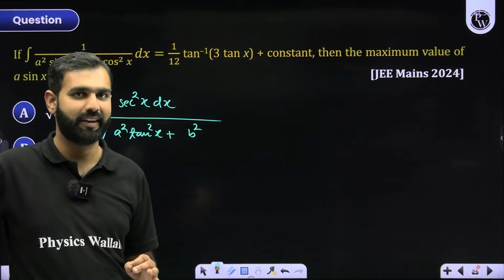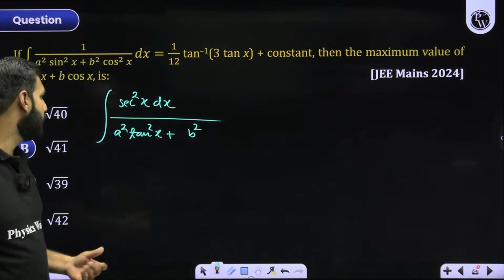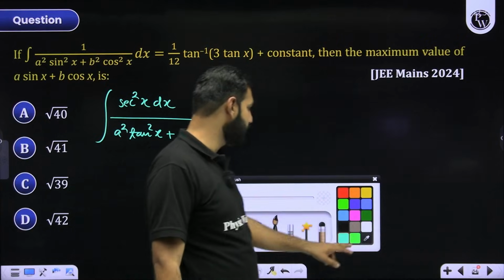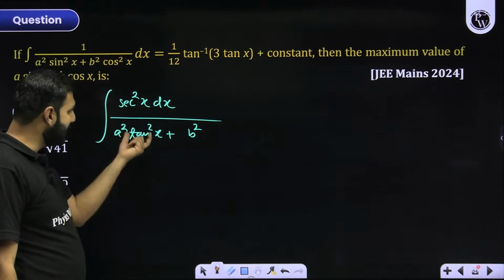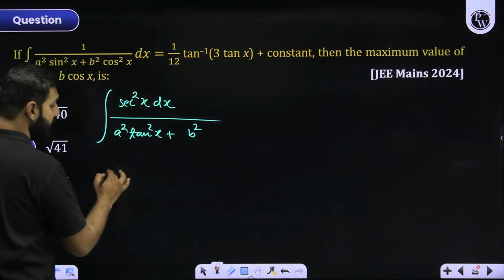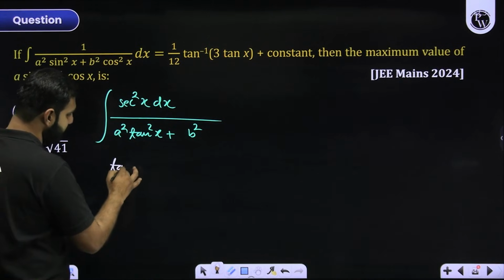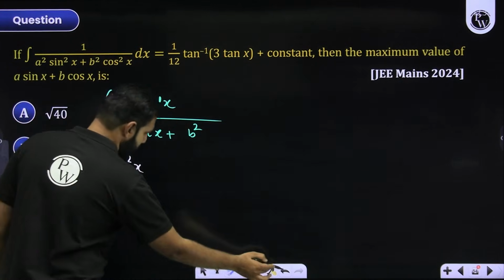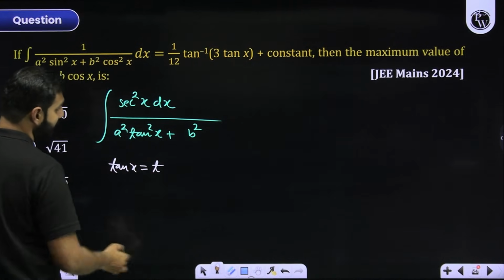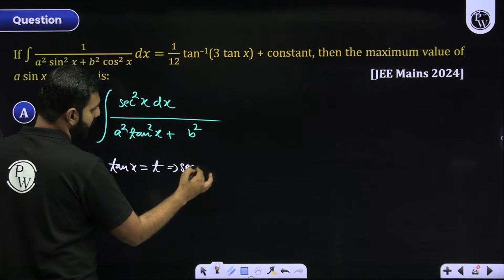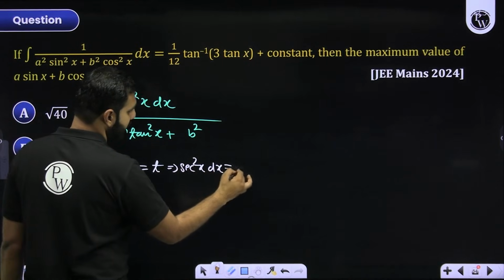Did you get that part very clearly? Now, moving ahead from here, what do I see next? I hope you know the result from here very clearly. What I'll do is take tan x as t. So when you assume tan x as t, we can very clearly conclude that sec square x dx will be dt. Do you remember that?